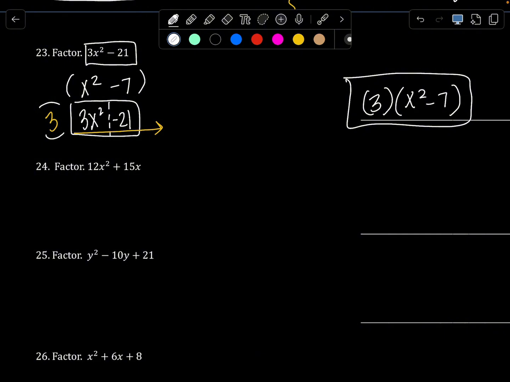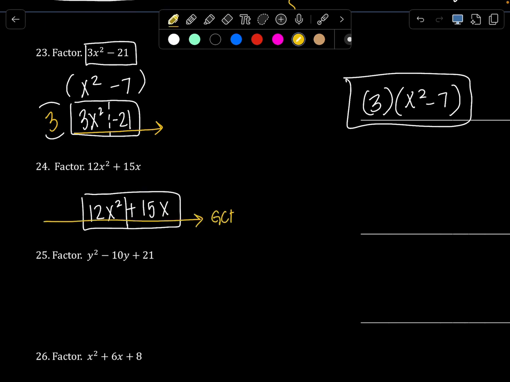24, same thing, 2 terms inside of the box. Find the outside by using GCF. They're both divisible by 3, and they both have an x. So this is 4x, and this is plus 5. So your answer is 3x times 4x plus 5.